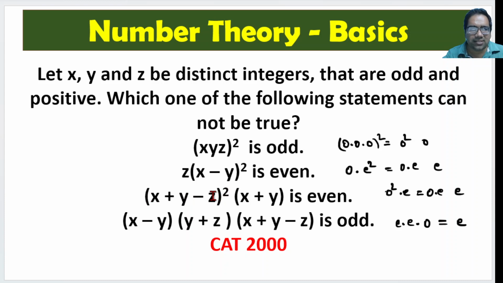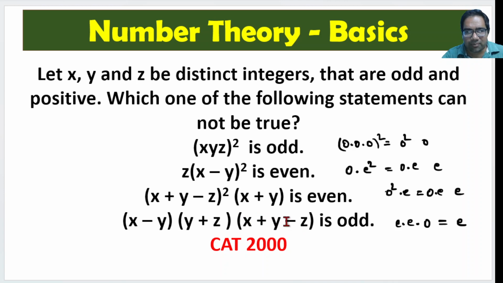X plus y minus z. Odd plus odd is even. Even minus odd is again odd. Odd square into odd plus odd, which is even. Odd square is always odd. Odd into even, whenever even multiplication is there, it is always even. So this is even. This is the difference of odds, which is even. Sum of odds, which is also even.